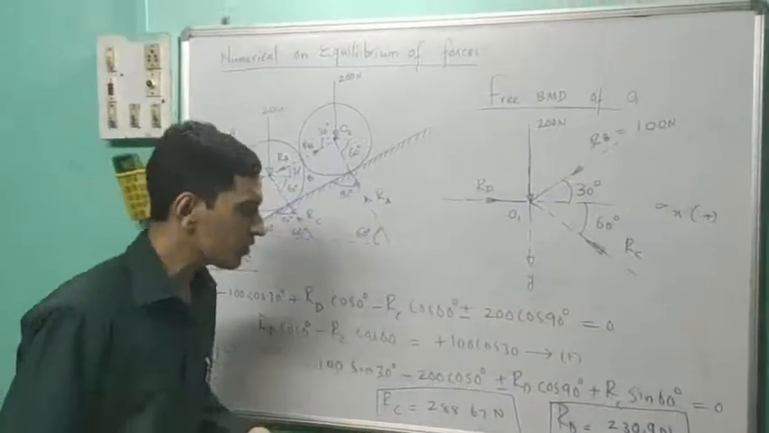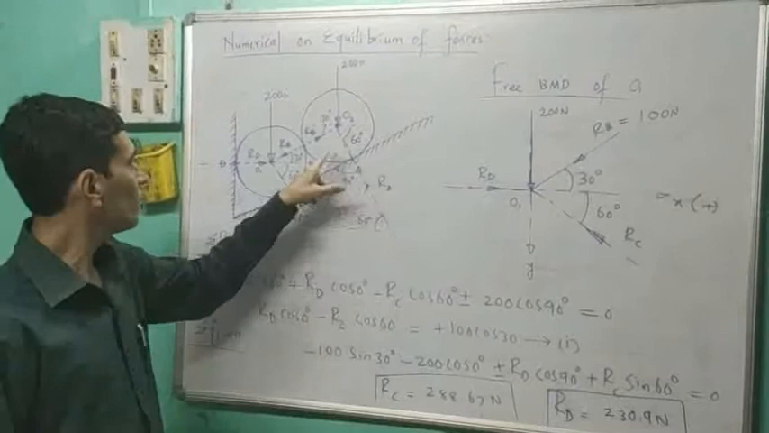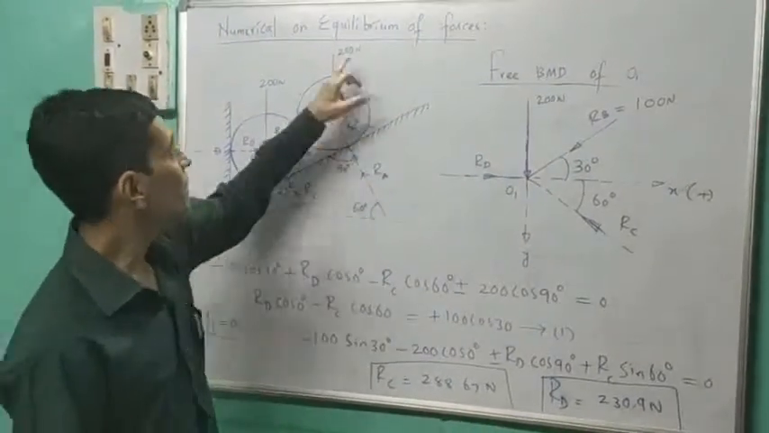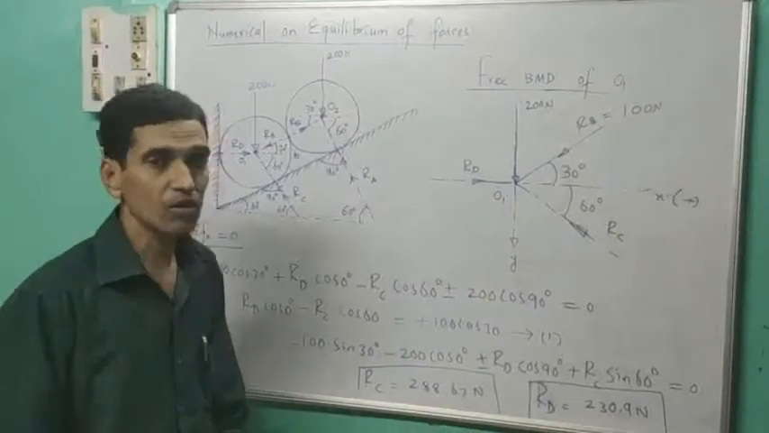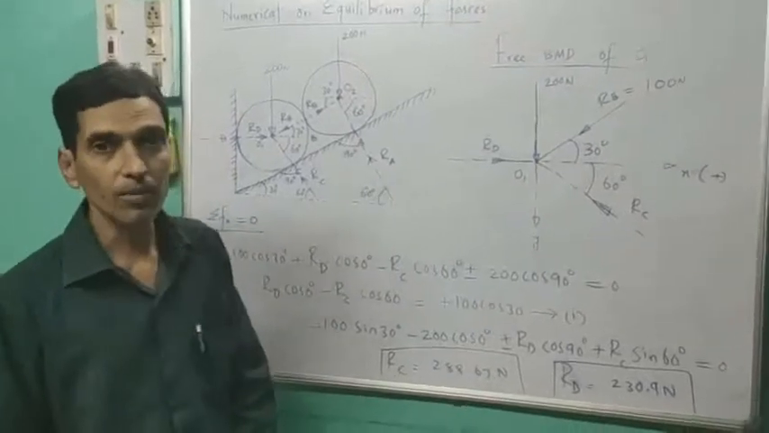This is how we can solve the unknown reactions from the contact points A, B, C and D using the equilibrium of forces concept, either by using Lami's theorem or by applying conditions of equilibrium.